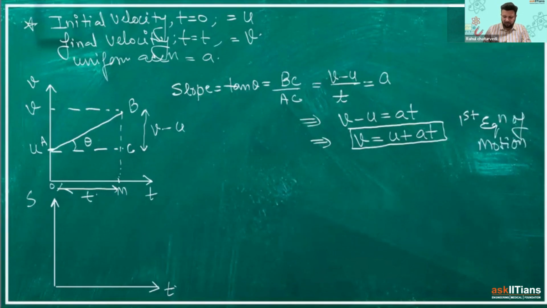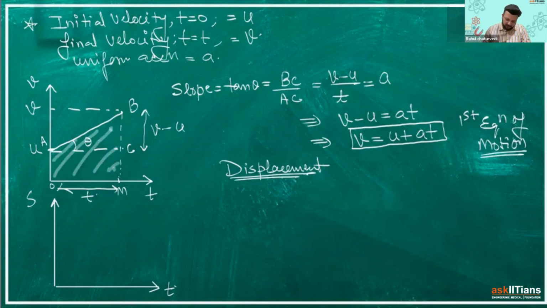This is how you can derive the first equation of motion graphically, right? Again, we have seen that the slope of the VT graph gives you acceleration, and the area under the VT graph gives you displacement. So for the displacement concept, you have to find the area under the AB graph. So the area under the AB graph will be this area.